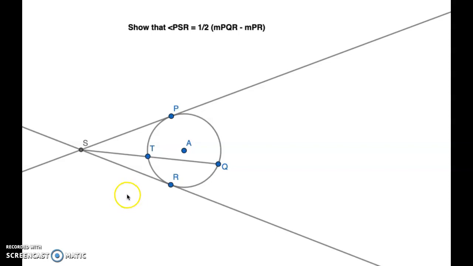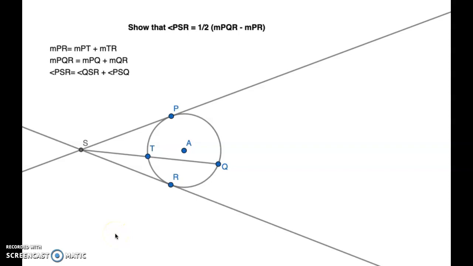So what this does is it essentially divides the angle into two different angles. So now we know that the angle PSR is equal to the sum of angle PSQ and QSR. Similarly, we can say the same for the arcs. So the arc PQR is now equal to the sum of PQ and QR, and the arc PR is now equal to the sum of arc PT and arc TR, and I will have that information here.